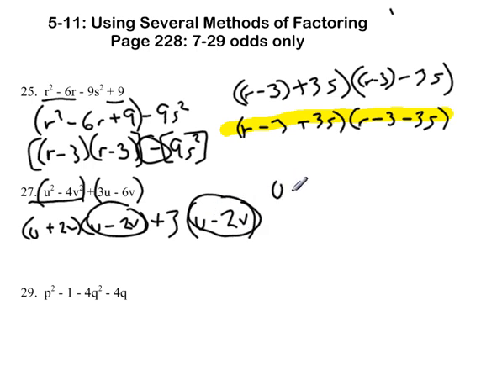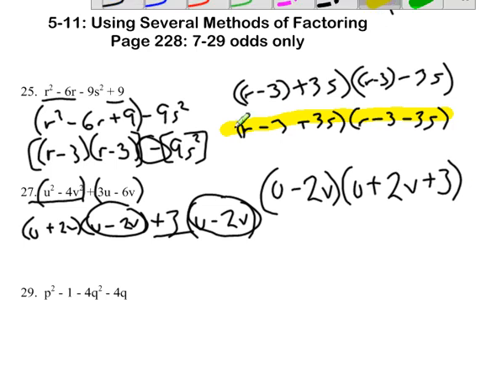So here's where factor by grouping comes in. U minus 2v is your first set of parentheses, and in the second set, that's your what's left set of parentheses. So you have u plus 2v, and don't forget plus 3 is over here. And that is as far as you can go with that. So here's your complete answer there. I'll highlight the answer since it's kind of hard to tell where we're at here. And the last one in this section was number 29. You have p to the second, a negative 1, a q to the second, and a q.